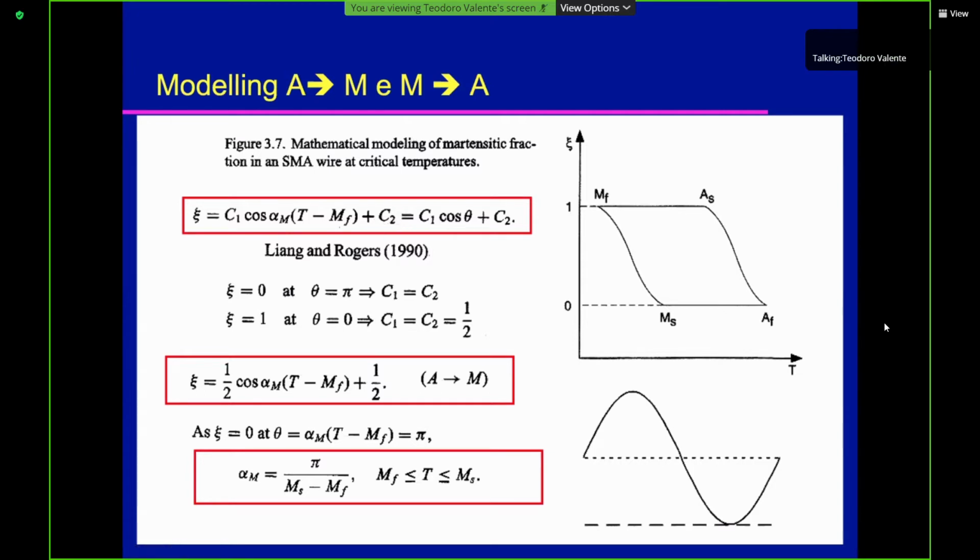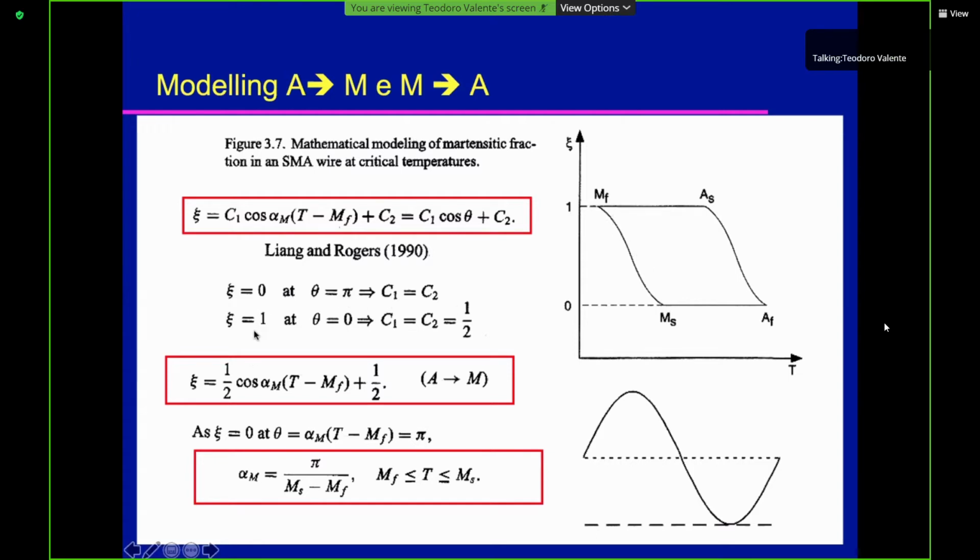But this can be easily calculated by applying boundary conditions, because we know that when we are here at MS, that is when Xi is equal to 0, because here at MS we have 0% of martensite, the theta angle of our trigonometric function is equal to pi.